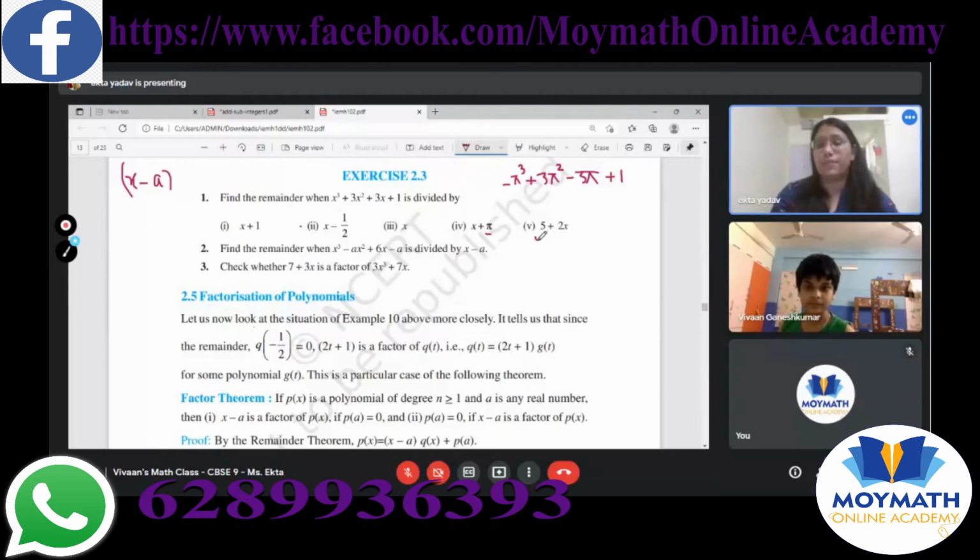The last fifth one. How will you do it? Equate the divisor to 0, put the value of x in the polynomial, and check what value you are getting. That is your remainder.